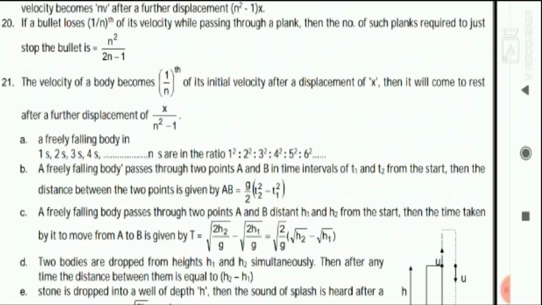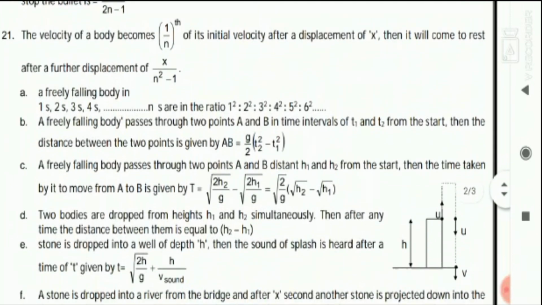And the same 21st formula is also like that only, but with a small change. If the velocity of a body becomes 1 by nth of its initial velocity after a displacement of x, then it will come to rest after a further displacement of x by n square minus 1.